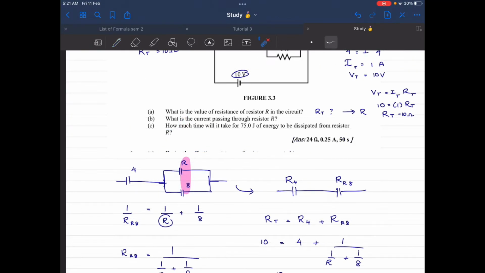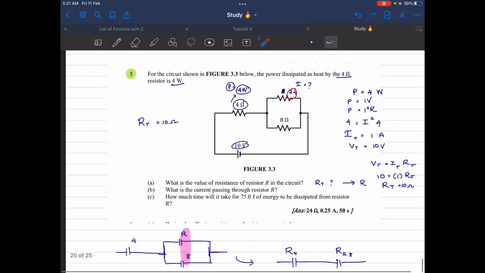Okay, let's try to do part B. So let's read the question. So what is the current passing through resistor R? So resistor R tadi terdapat 24, isn't it? Okay. So you got 24 tadi.